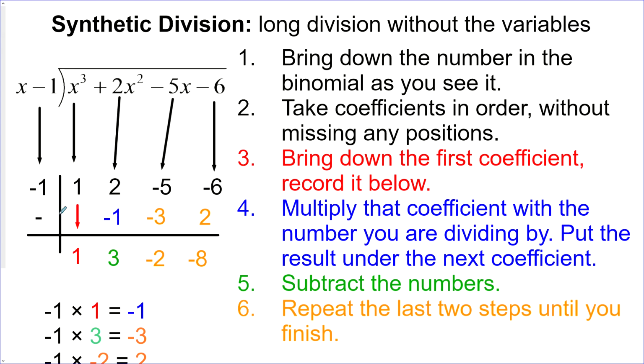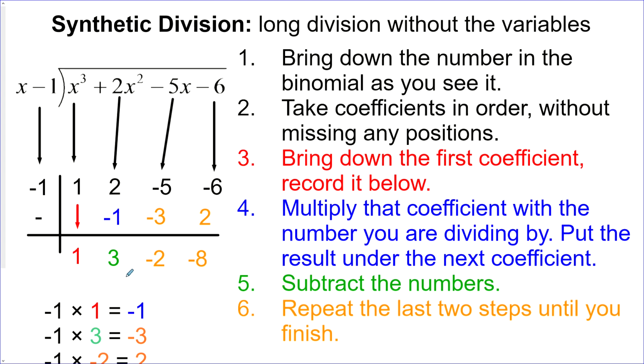So 3 times -1 is -3, and then subtract these, get -2, and then multiply by -1 and get 2, and subtract these and get -8. And so there's our answer there.